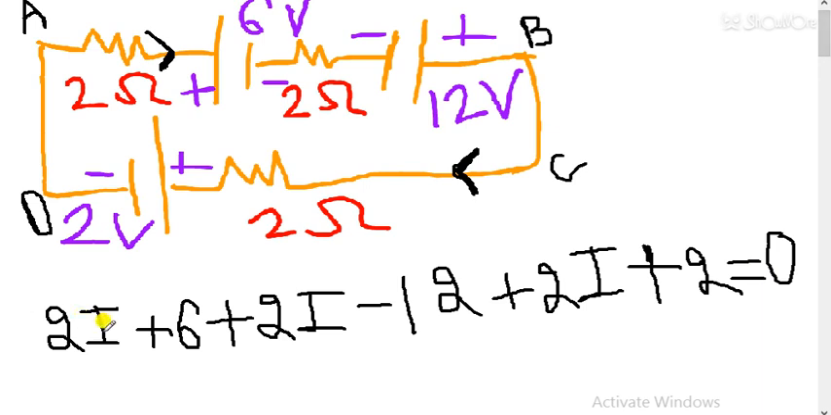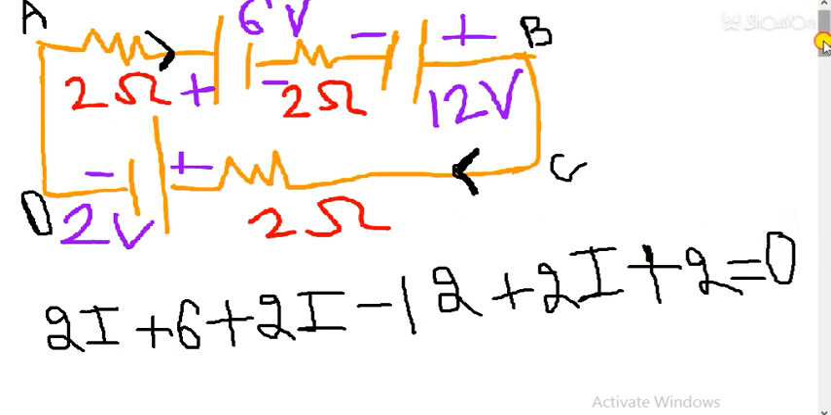I am repeating again. 2I from here, 2 into I, we are moving in the direction of resistance, so we take it positive. Then positive to negative terminal of battery, we have to take plus 6. Then in the direction of current 2I, negative to positive terminal minus 12. Then moving in the direction of current, 2 ohm and 2 into I, plus, positive to negative, plus 2.